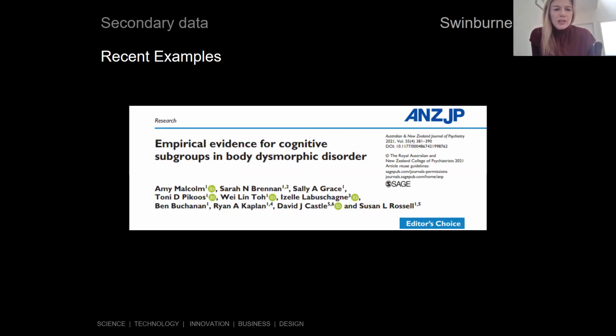So this paper actually represents 3 different PhD students that I had over a period spanning about 10 years, Amy, Sarah and Sally, and each of them collected about 25 patients with BDD. We wouldn't have been able to do this phenomenological investigation with just 25. So in the final paper, there were 75 patients, and we were able to show something quite unique in terms of their cognitive profile.